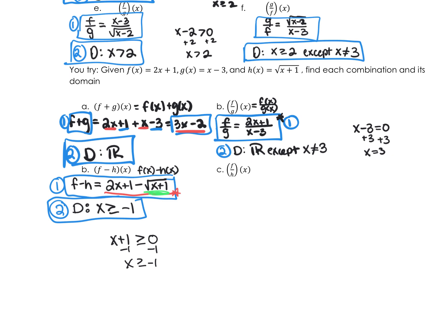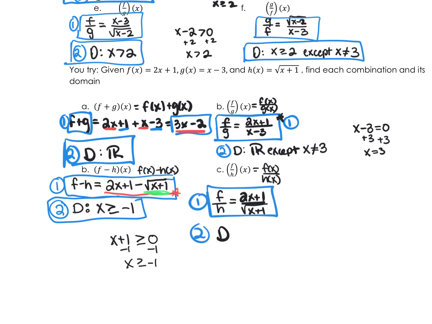And then over here, we're going to be doing f divided by h. So I'll write that in shorthand here, f divided by h. f is 2x plus 1. h is the square root of x plus 1. There's nothing you can do to simplify this, so that's the answer to the first part.